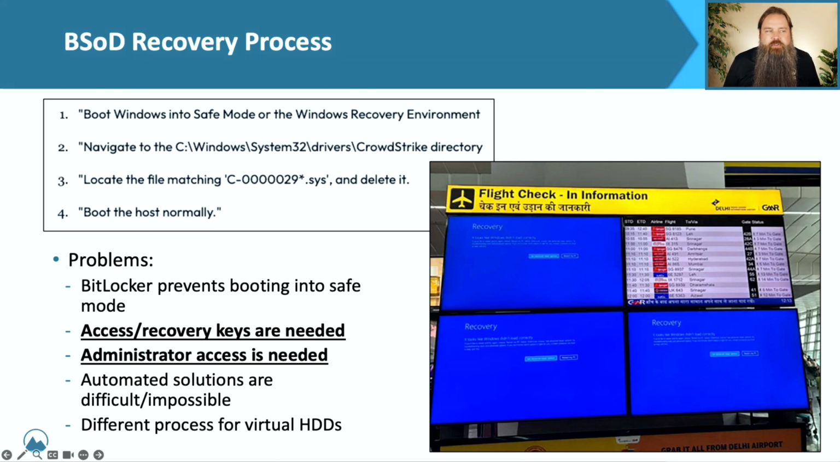One of them is the use of BitLocker. Now, I want to be very clear here. The use of BitLocker is a best practice. You absolutely should be using it. But it also means if you try to boot into something like safe mode or into the Windows recovery environment, you need that BitLocker key to be able to actually recover the contents of that hard drive.